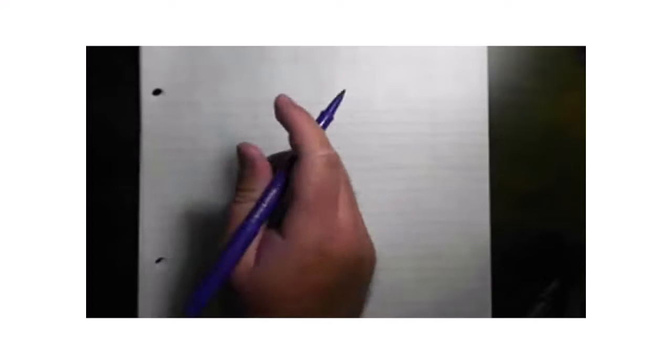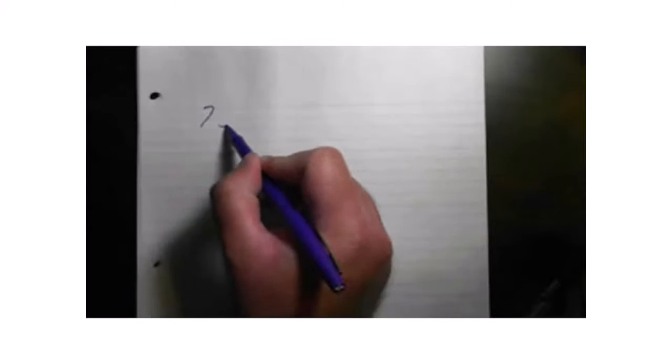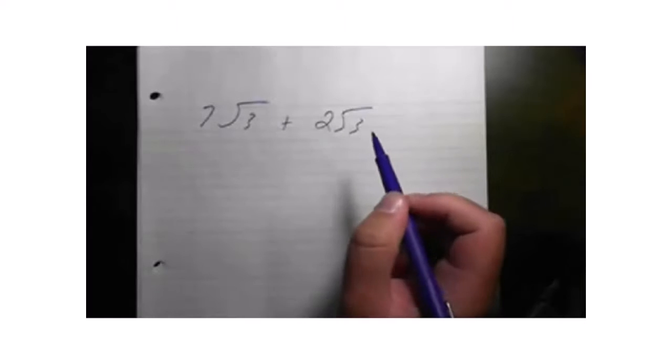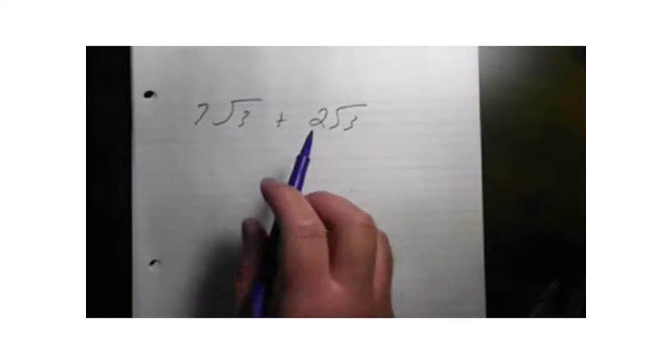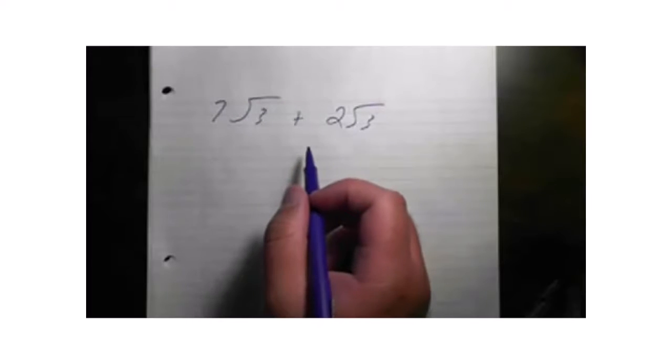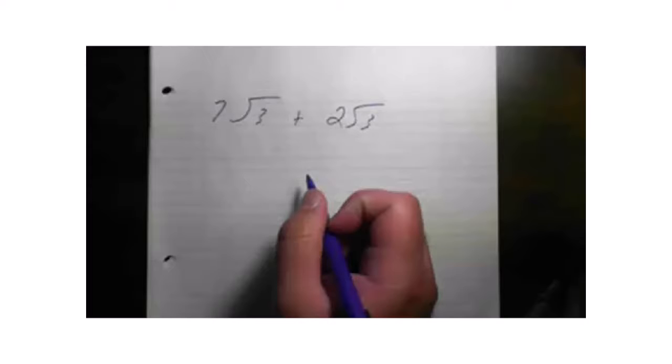Alright, so we're going to talk about adding and subtracting radicals right now. It may seem intimidating at first when you see something that looks a little bit like this, but it's really not that bad. What we need to remember is that when you're adding or subtracting radicals, you can only add or subtract like terms.